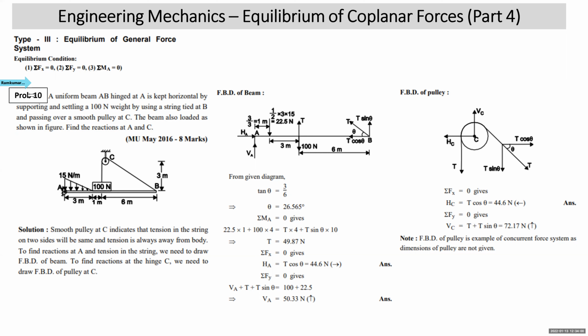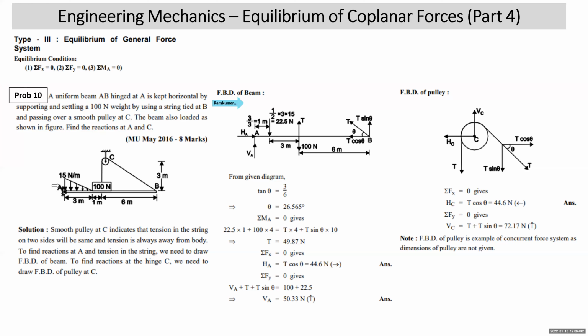Keeping all this in mind, we are ready to draw the free body diagram of the beam. In such problems, you should draw the free body diagram of the beam if you are looking for reaction at A and tension in the cable. If you are looking for reactions at C, then you should draw the FBD of the pulley. In this problem, he is asking reaction at A as well as reaction at C. For finding the reaction at A, I have to take the FBD of the beam. So let's start with the free body diagram of the beam.